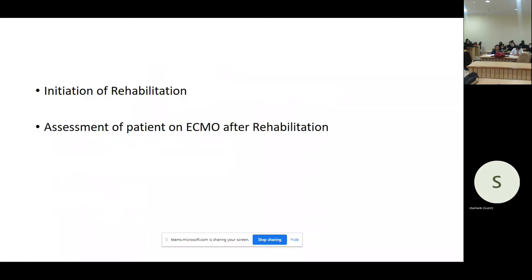Then starts the initiation of rehab. In initiation of rehab, as we discussed, vital monitoring of vital signs and securing everything, then discuss with the duty nurse or the on-duty doctor that the optimization of pain is already done. Then the most important thing, if a patient's guardian is available, then taking informed consent is very important. Clear? Any doubts?